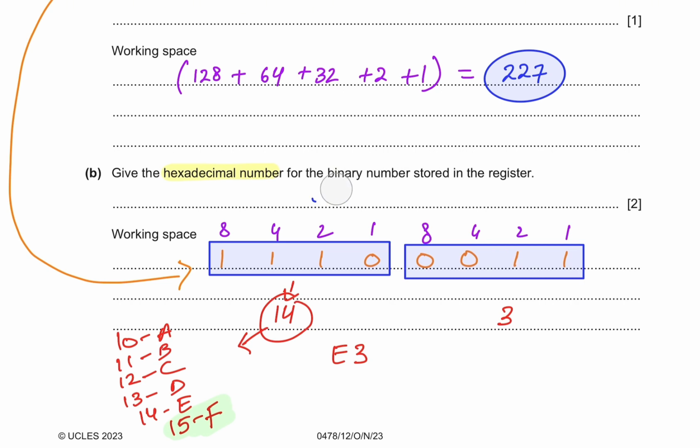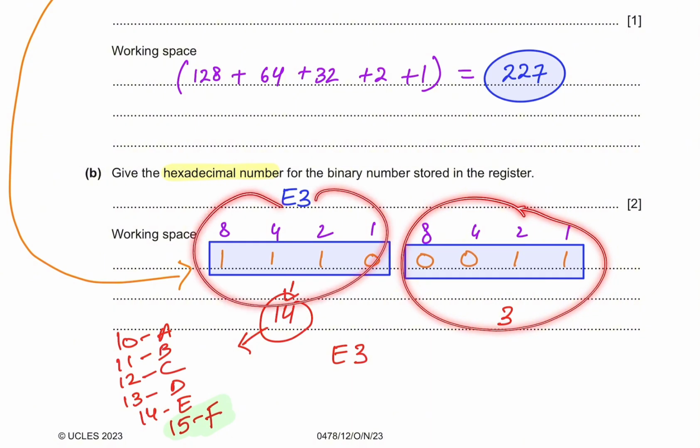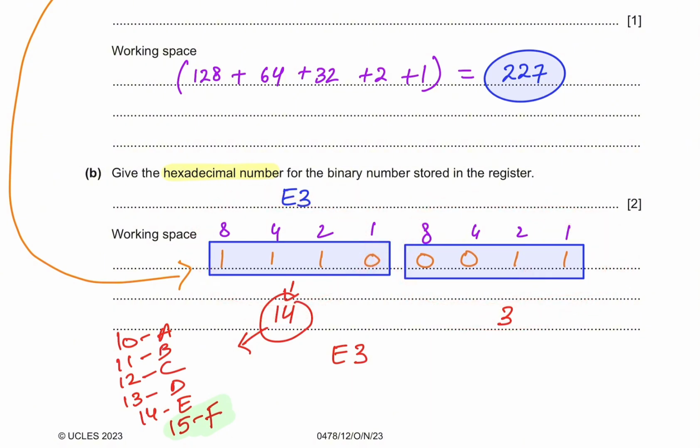This is not a time consuming method. This is a really easy method. You can do it quickly. Just make two sets. If you have an 8-bit binary, just make two sets and then find the denary value of one set and the other set. Exactly how I did. All right.